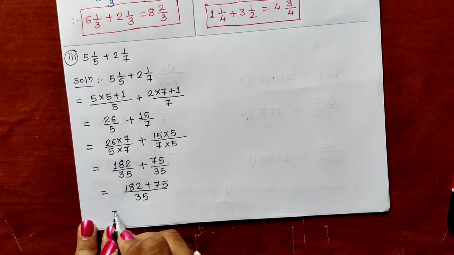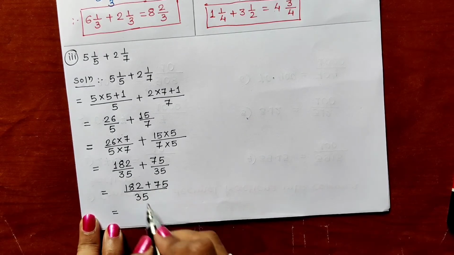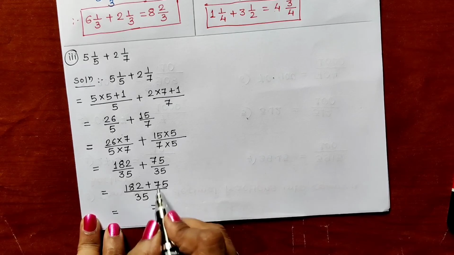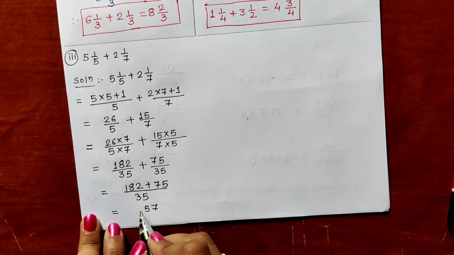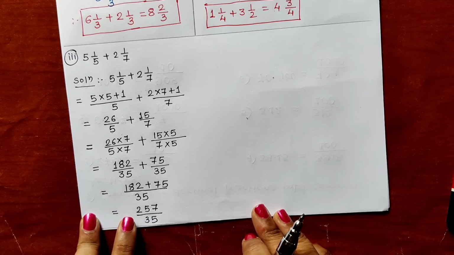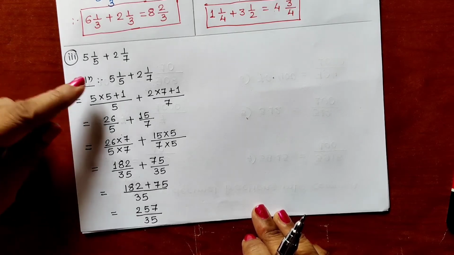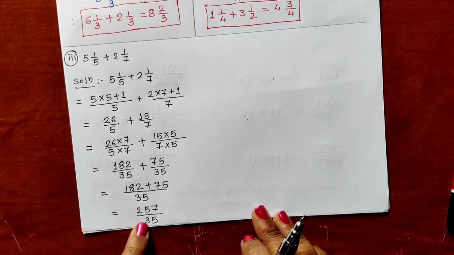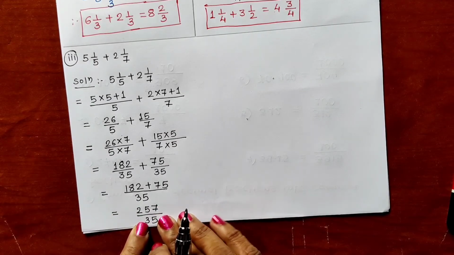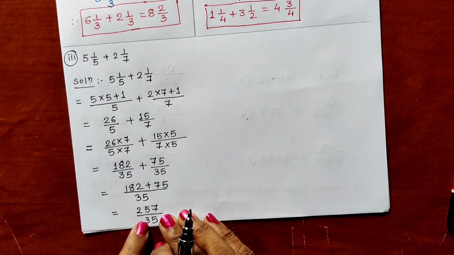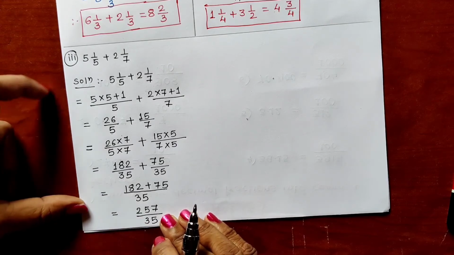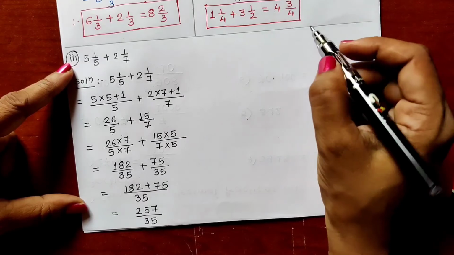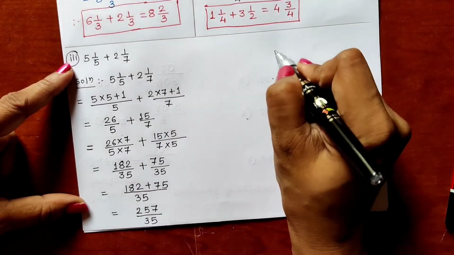What is 182 plus 75? 5 plus 2 is 7. 8 plus 7, 15. 5 written, 1 carrying, 1 plus 1 is 2. 257 upon 35. That means we have got the answer of this question as the improper fraction 257 upon 35. As the answer is an improper fraction, we have to convert it into a mixed number. So for conversion, what will we have to do? We will have to divide 257 by 35.